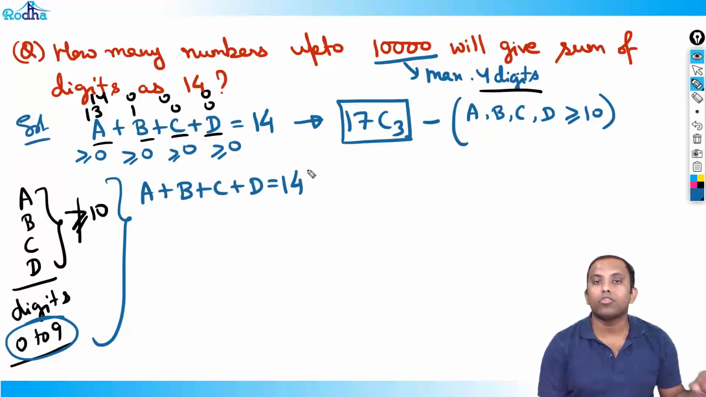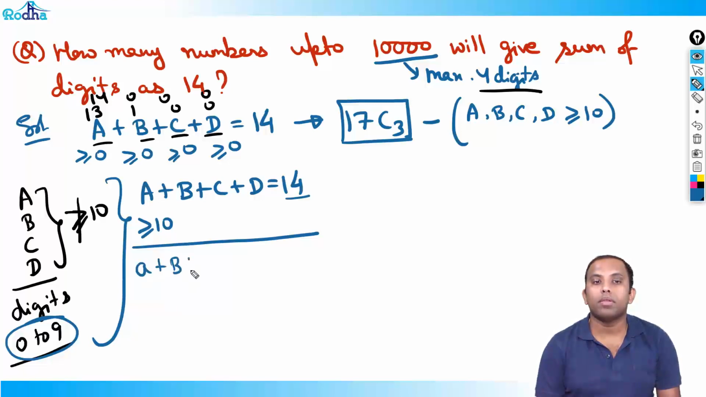Now how many cases are here? We are counting these cases, right? So how many cases for A greater than or equal to 10? If A is greater than or equal to 10, we know how to solve it. The meaning of this equation is, in how many ways can 14 chocolates be given to A, B, C and D such that A gets at least 10 chocolates? We'll give 10 chocolates to A. Now A plus B plus C plus D is equal to 4.